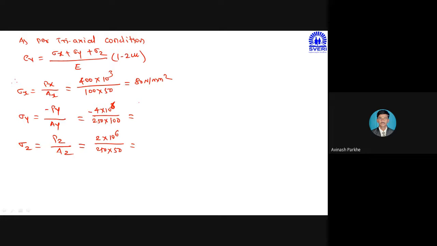Now find the value of sigma y. It is minus 160 Newton per mm square. And what is sigma z? 160 Newton per mm square. If you forget to take this particular negative sign for the sigma y, your final answer will be wrong.